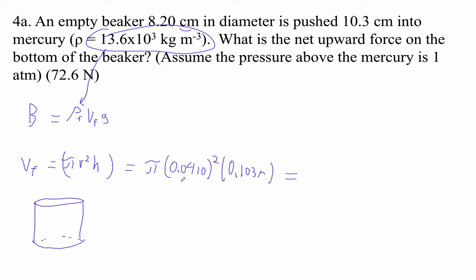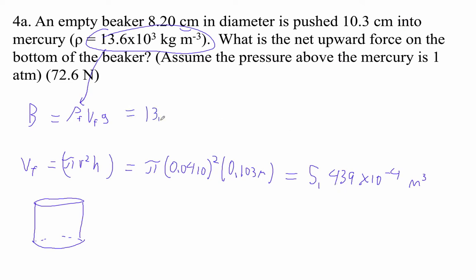So let's figure that out. The volume is pi times 0.041 squared times 0.103. And that is 5.439 times 10 to the minus fourth. But that's cubic meters. It's actually about half a liter, basically, which kind of makes sense. Okay, so now we're ready to go.